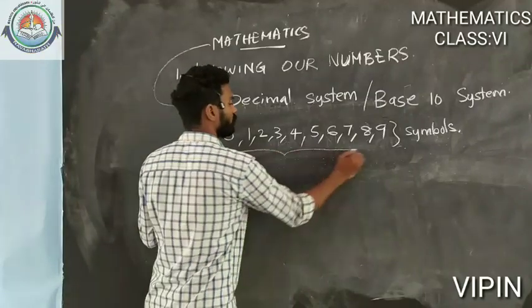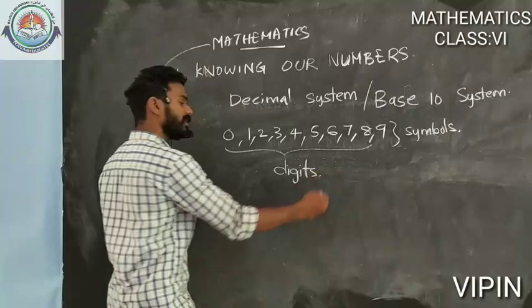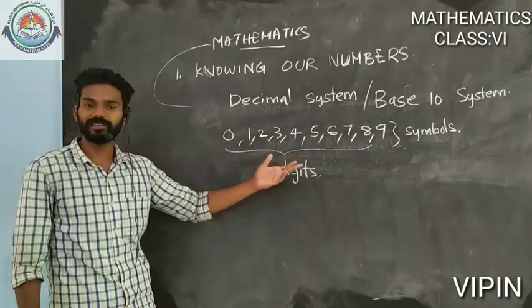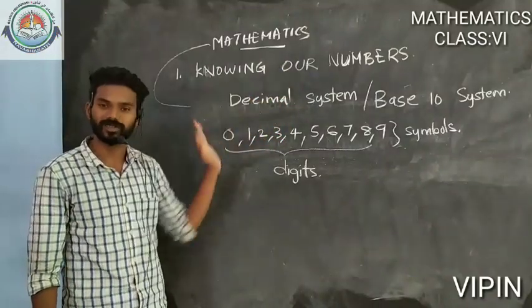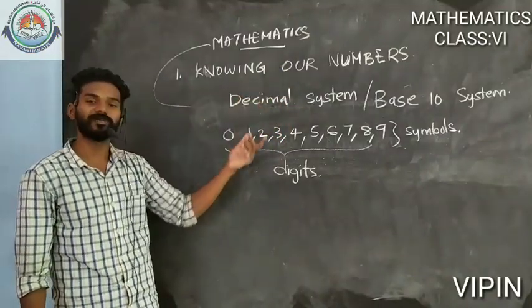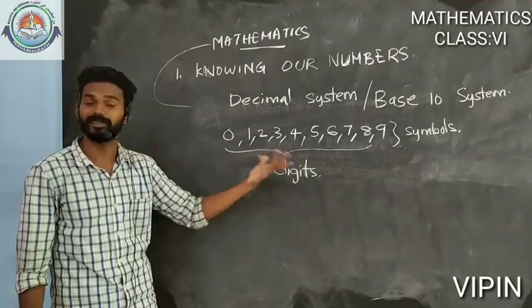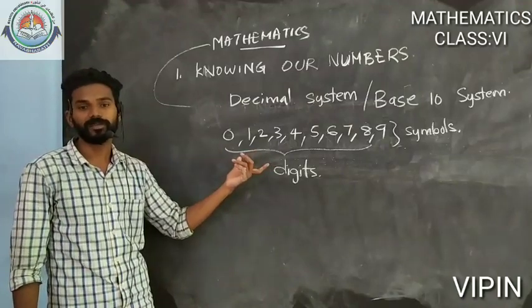These symbols are together called digits. So digits are the 10 symbols that are used to construct the decimal system. The decimal system is constructed by these 10 digits, 10 symbols. Clear? I hope all of you are clear.